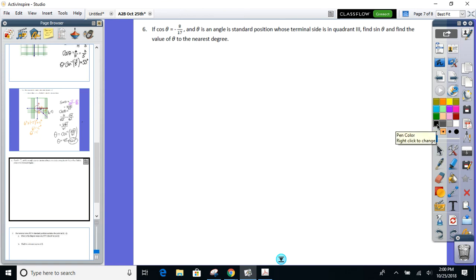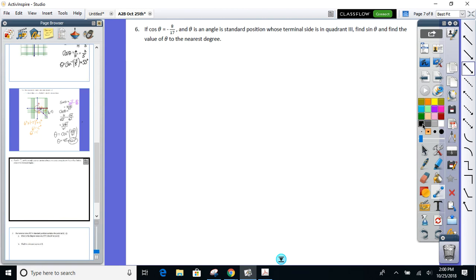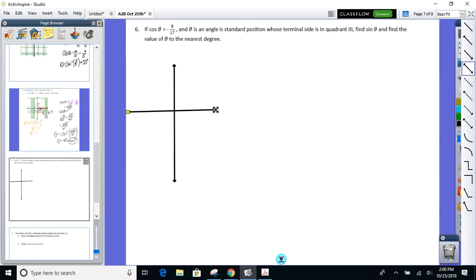So, all right, anyway. Little different for this one. Guys, I didn't give you an XY coordinate like I did on the last two. This one, I gave you what cosine was, and I'm looking for sine and the angle. First of all, what quadrant am I dealing with? Quadrant 3. Okay, so I'm in quadrant 3. Now, the first thing you're going to have a problem with is how do you draw that right triangle in quadrant 3?